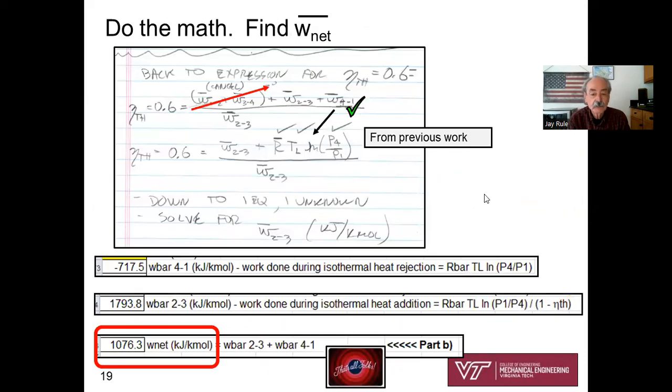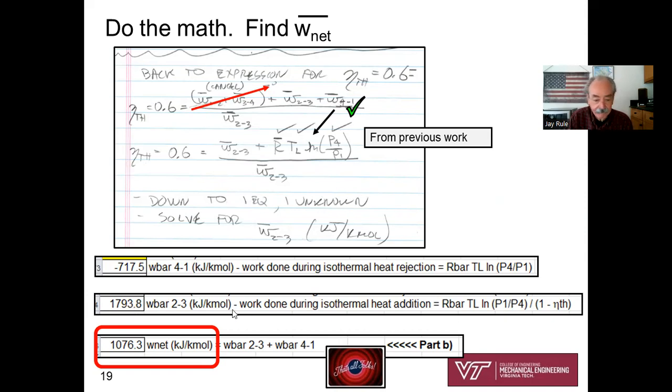Here, I took a little screenshot from a piece of my handwritten solution and enhanced it a little bit. You can see in my handwritten work, I said, okay, look, I've got one equation and one unknown in terms of the original variables, instead of the number for work from 4 to 1, down to one equation, one unknown, solve for W 2 to 3. And so here we go.